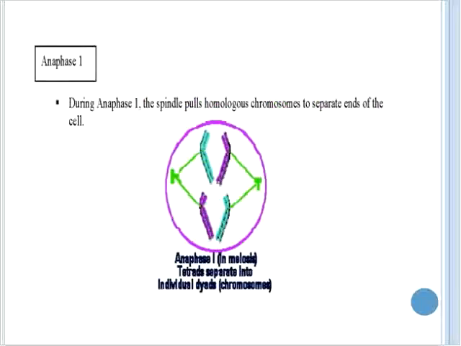Anaphase 1 follows Metaphase 1. And during Anaphase 1, the spindle pulls the homologous chromosomes to separate ends of the cell. The diagram here clearly illustrates that the chromatids are being pulled to opposite ends of the cell. By doing so, we're actually pulling the sister chromatids in different directions.